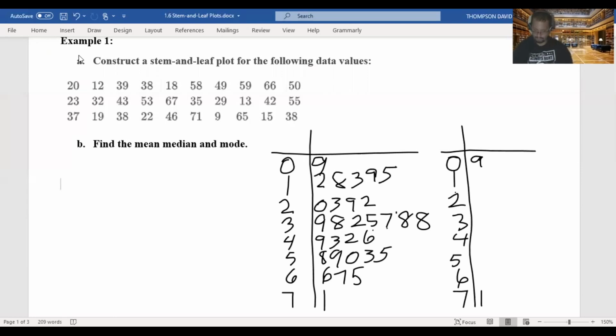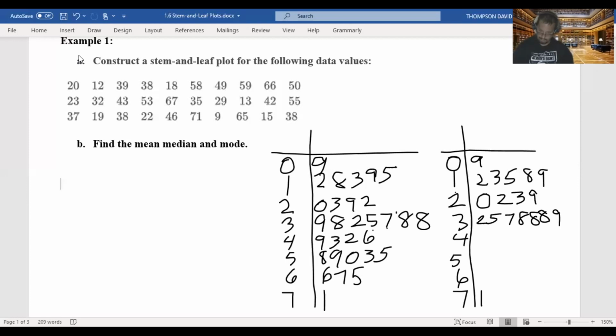So now look at the 1 row. The smallest number is 2, then 3, then 5, then 8, and then 9. The 2 row. First will be 0, then 2, 3, and then 9. The 3 row. The smallest will be 2, then 5, then 7, then 8, 8, 8, and then 9.